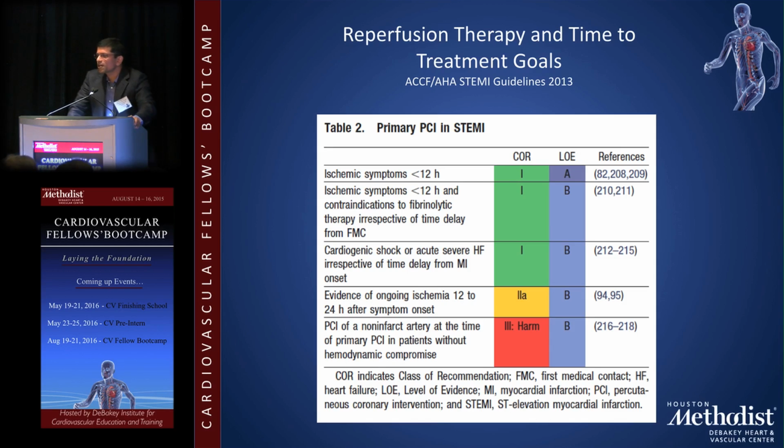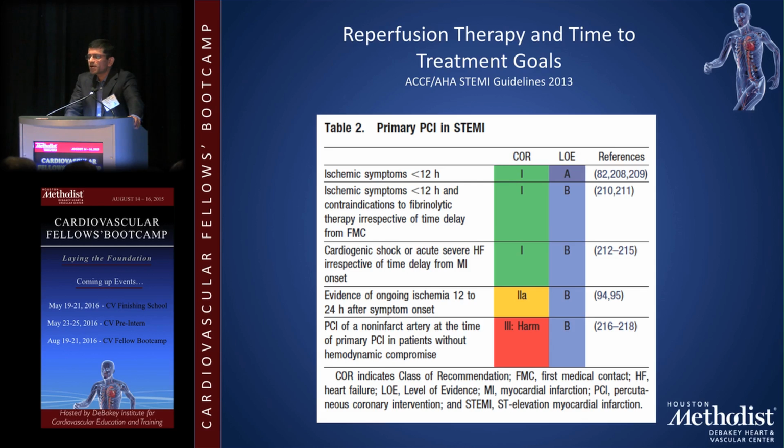So for reperfusion therapy, the time goals are: if the patient has ischemic symptom onset within 12 hours, it is a class 1 recommendation for primary PCI. If the patient has a contraindication for fibrinolytic therapy, then you have to transfer the patient regardless and get the primary PCI done. The goal should be to minimize the time and definitely keep it within 120 minutes of first medical contact.